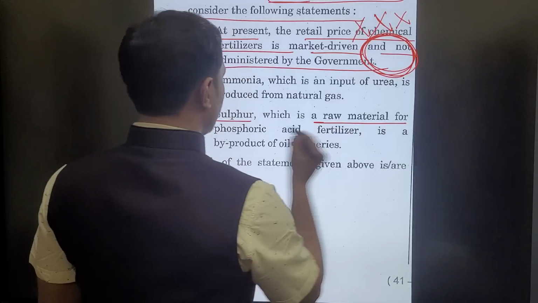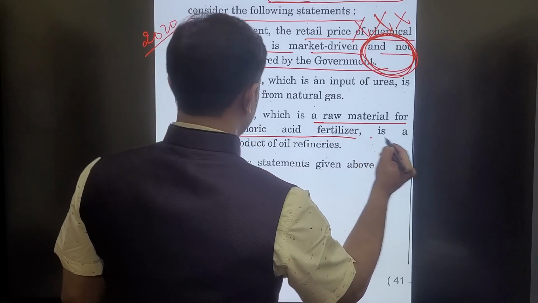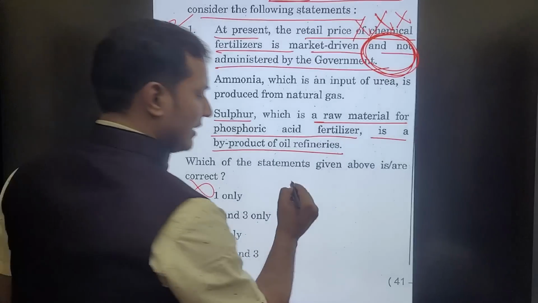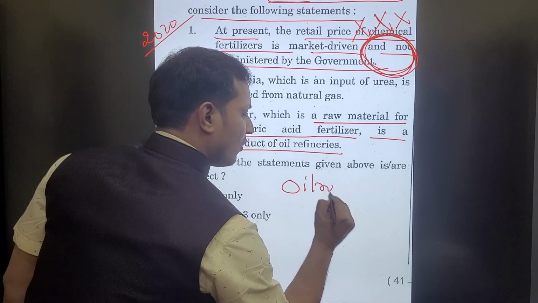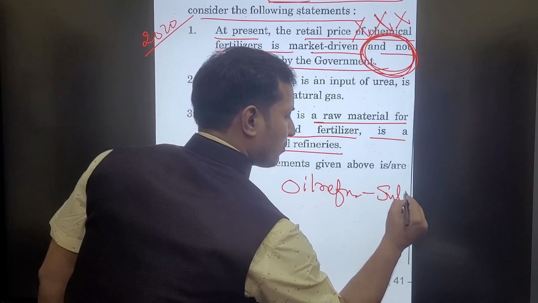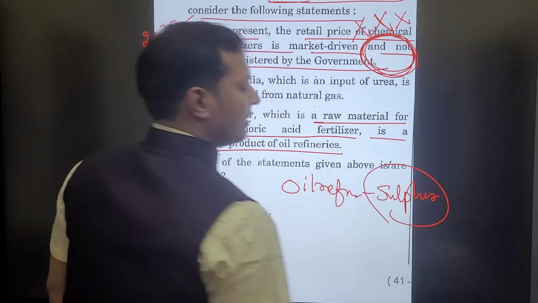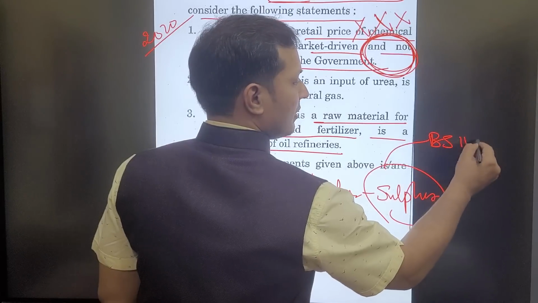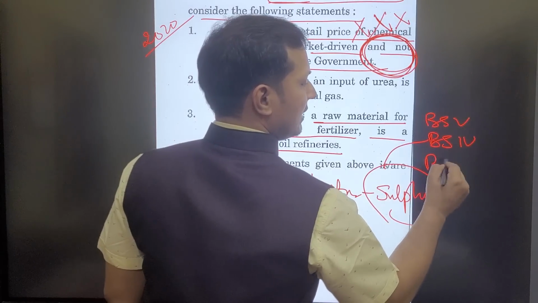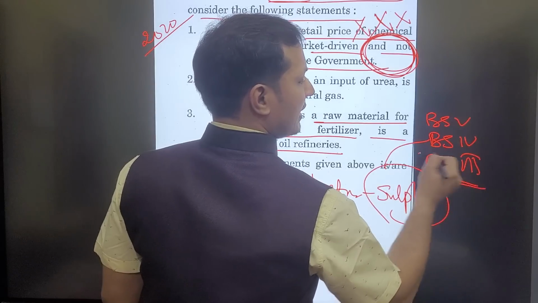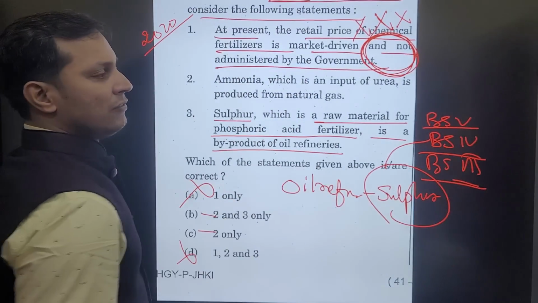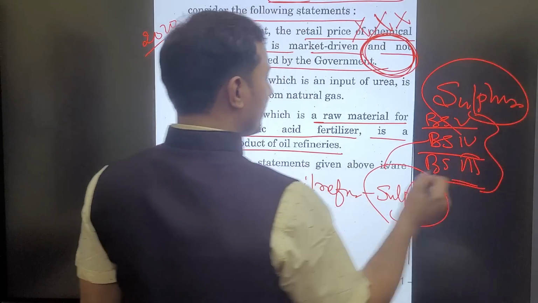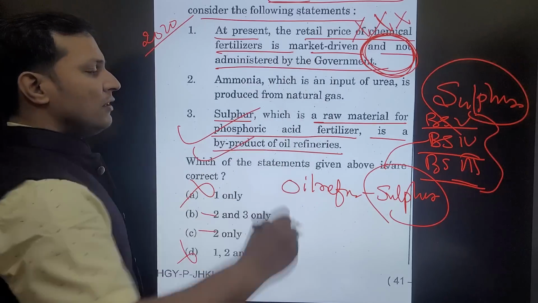Sulfur, which is a raw material of phosphoric acid fertilizer, is a byproduct of oil refinery. Guys, we all know that in oil refineries, sulfur is a byproduct. Why is sulfur a byproduct? How can you tell? Guys, I can tell you because you must have seen BS4, BS5, BS3. What is the difference? This is basically gradings of oil coming out of oil refinery. The difference is sulfur content. This means sulfur is definitely a byproduct of oil refineries.